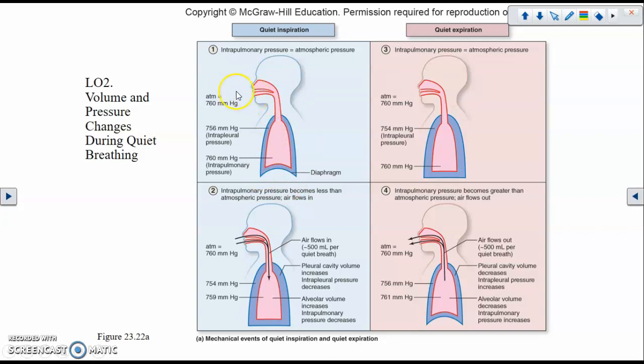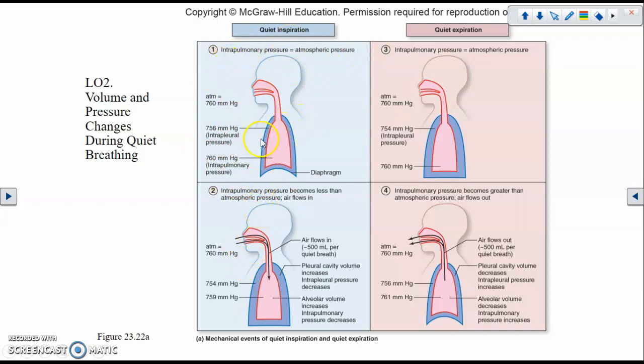So the reason why you need to change pressures and volumes is because you want air to be moving in or out depending on what you want to do. So during quiet inspiration, which only involves two muscles, the intercostals and the diaphragm, just to show you again, there's this 1 and 2. Normally the pressure inside your lungs, intrapulmonary pressure, and the pressure outside are equivalent, 760 millimeters of mercury. So when the pressure is the same, there's no movement of air in and out. So this is the start.